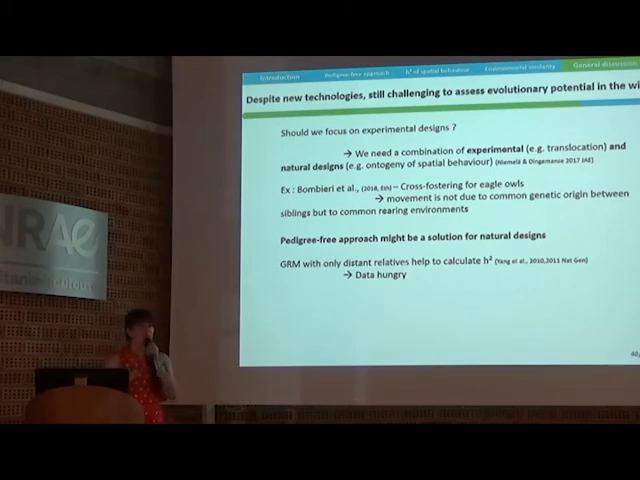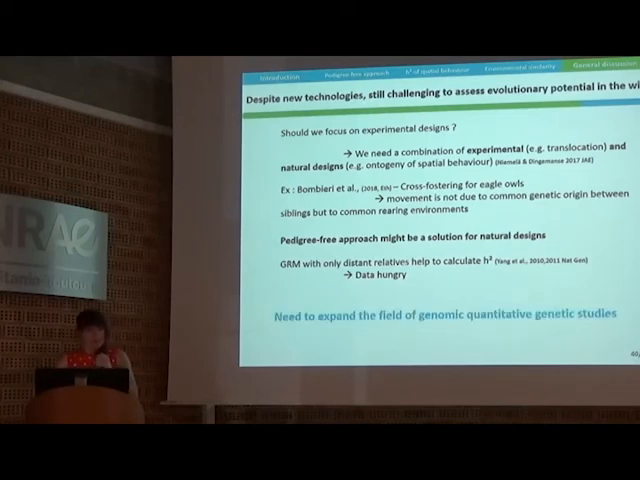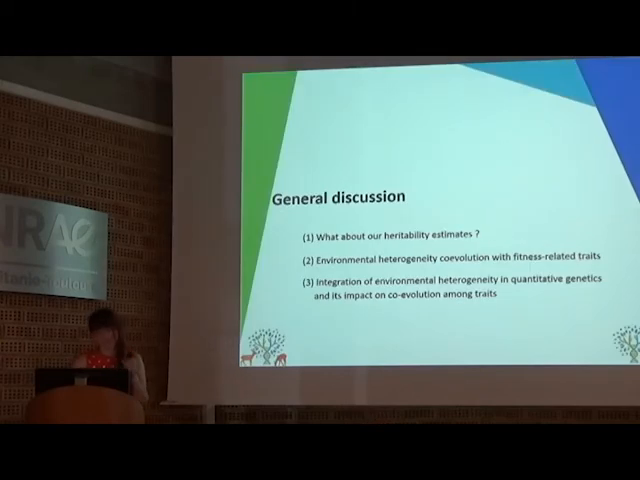So this has been mainly done in the human quantitative genetic literature, but it has been shown to be quite data hungry. So for the moment, we do not know if it might be possible to do it in a wild non-human animal population. So altogether, it means that we need to expand the field of genomic quantitative genetic studies, and it's what I would like to discuss now.